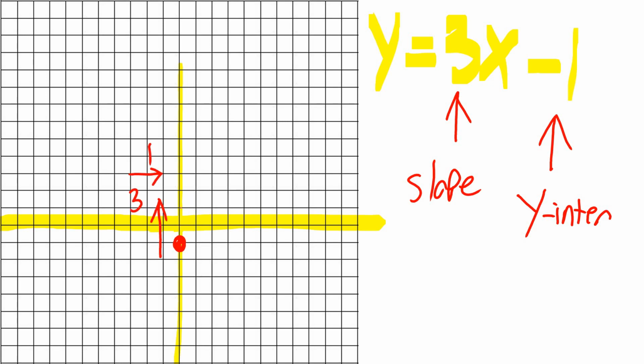Okay? So up 1, up 2, up 3, over 1. And you just connect the dots. Huzzah!